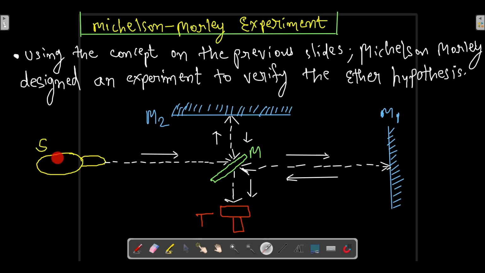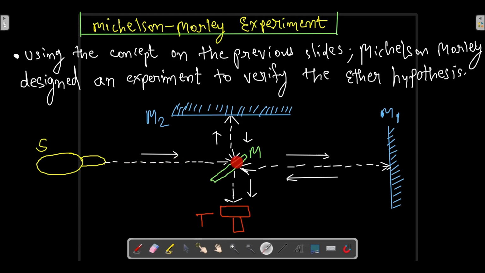So this S is a source, a monochromatic source of light, and it is an extended source, by the way. Extended source of light, not a point source, extended source indeed. And monochromatic. This also you should remember, that it was monochromatic light. So S is the source of monochromatic light, and a ray of light will go from here.